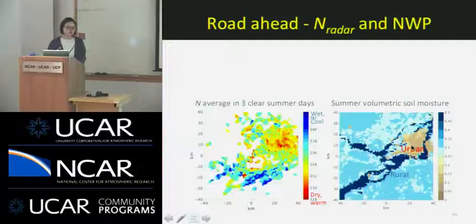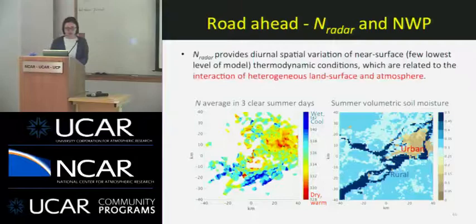So we do a 3-day refractivity average, and we found there are some similar patterns in the refractivity, also consistent with the soil moisture. For the urban part, you will usually have dry and warm air, so you will have lower refractivity. And in the rural part, you usually have wet conditions, more evaporation and cooler air, so you will have a higher refractivity. So this will also provide you some thermodynamic contrast.